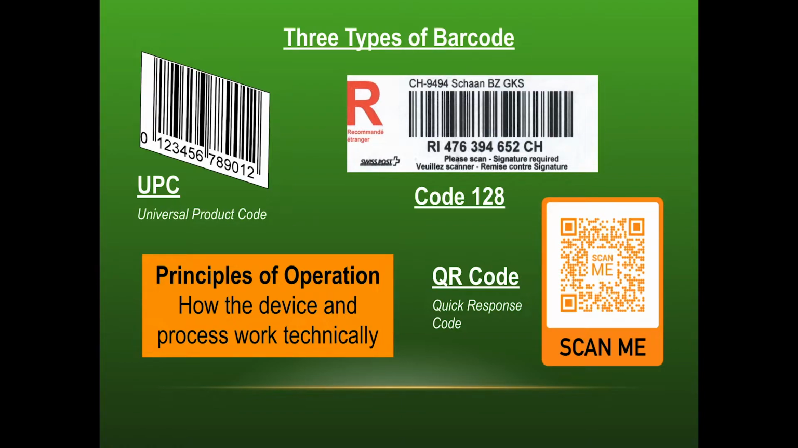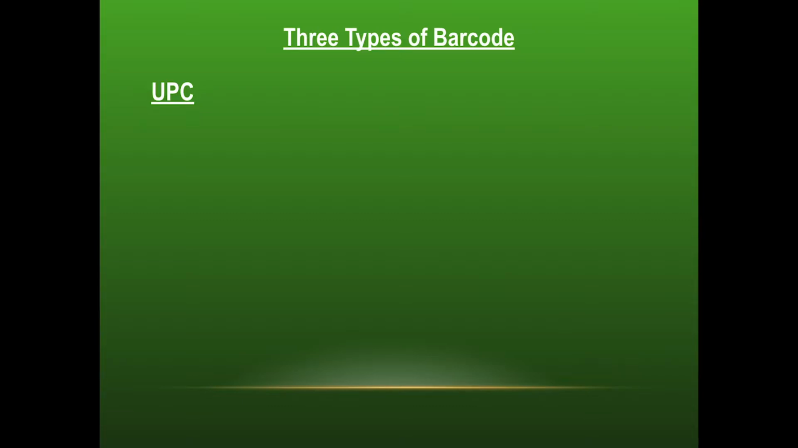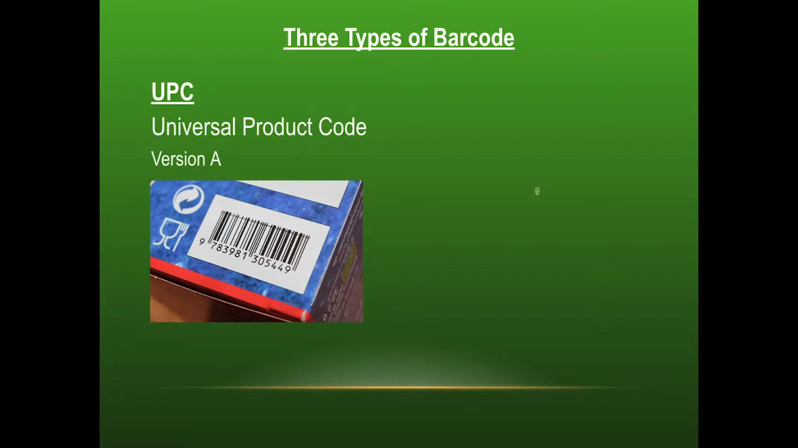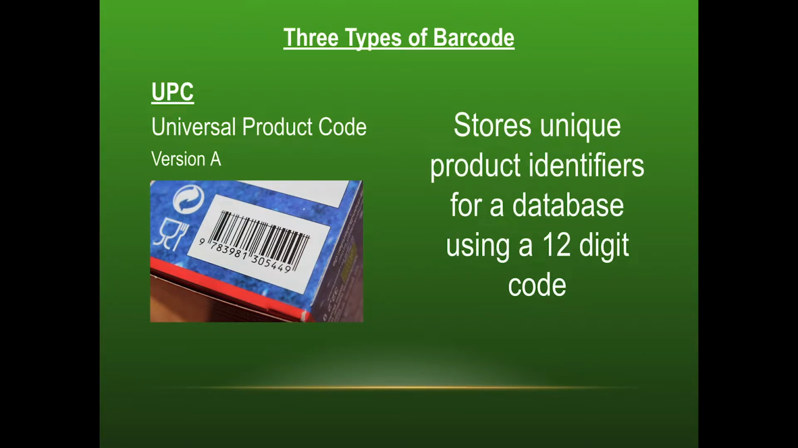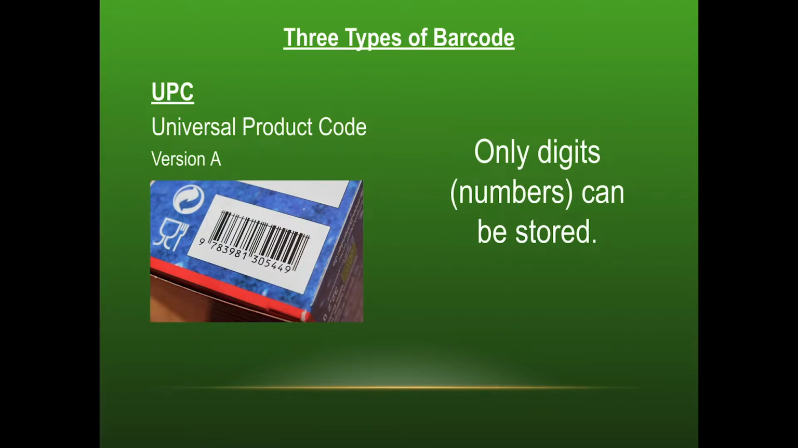The first type of barcode is the UPC, the Universal Product Code, and it's universally found on pretty much every product in the world. It stores a unique product identifier, and that goes into a stock database, so that's why we use it for automated stock control in the real-life scenario. And there are other aspects to automated stock control as well that we'll look at in the next video. It can store 12 digits. It has 6 on one side and 6 on the other. So only digits are stored in this format. This is the smallest of the barcodes. It stores the smallest amount of data, and it is purely digits.